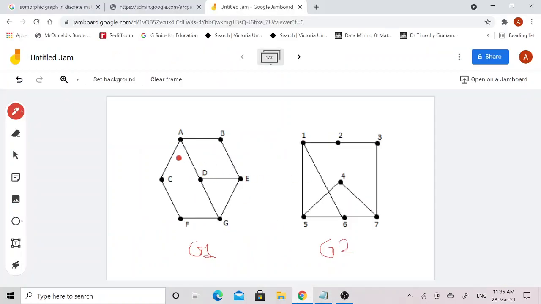Here in graph 1, I will count the number of vertices. This is the first one. This is the second one, third, fourth, fifth. This node is sixth, and this is the seventh one. So there are 7 vertices present in graph G1, and if you consider graph G2, there are also 7 vertices present in graph G2.